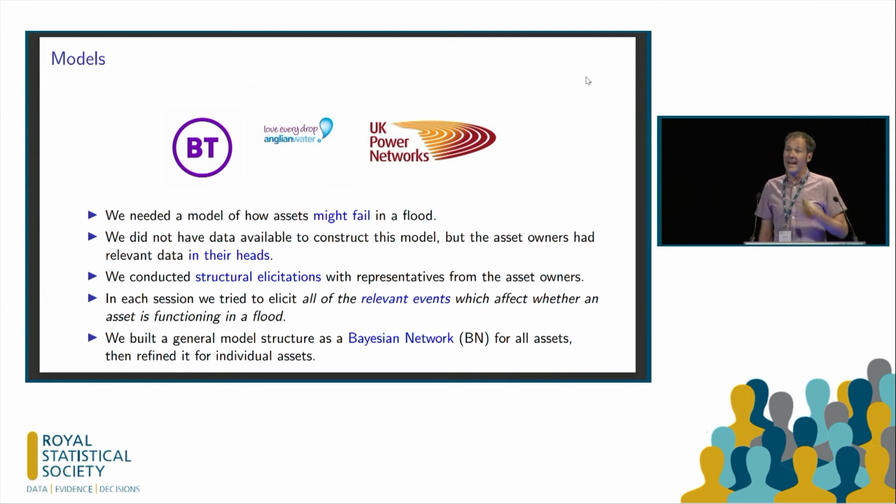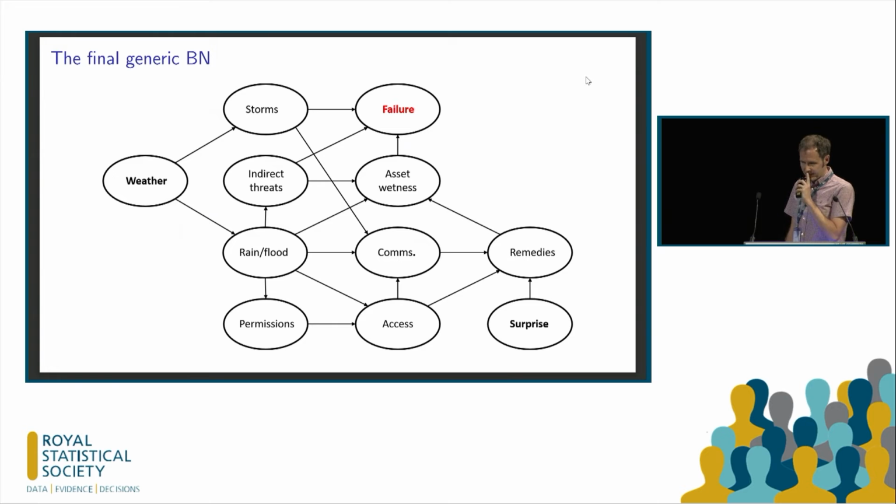And each class of asset, each individual asset will be, of course, different and should have its own individual model. But initially, we wanted a single unifying model structure, which had everything in it. And then the idea was we would then refine this, first of all, for classes of assets, so for example, an electricity substation, but then perhaps for individual assets if necessary later on. So the initial generic model was this Bayesian network here. So this was the result of the 2 rounds of structural elicitation, 6 in all, 2 with BT, 2 with Anglian Water, and two with UK Power Networks.